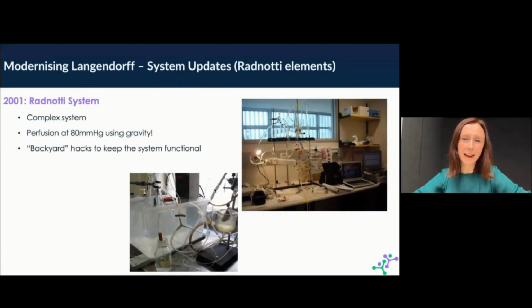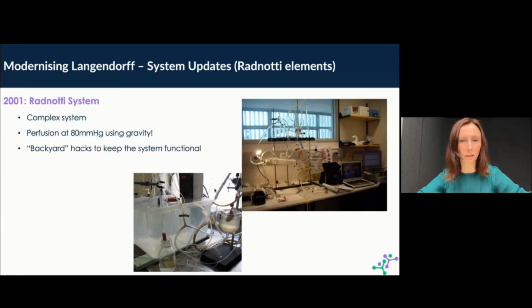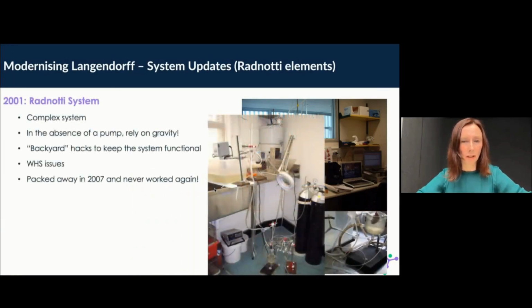Okay, the next development that we've seen over the past 20 years is how the system is actually updated. So we originally started with a Radnoti system. It's an incredibly complex series of parts that all have to communicate and work together well. And we actually ended up needing a few backyard hacks to make sure the system remained functional. But as you can imagine, this is a system that has a deep history involved with it.